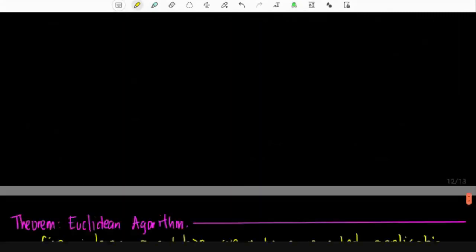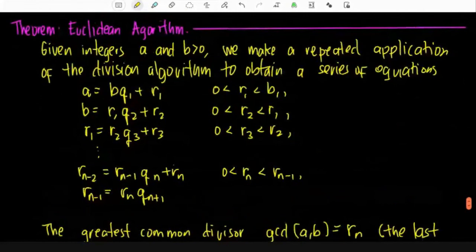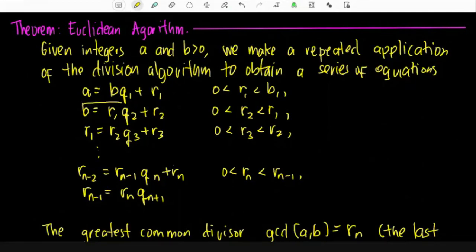So ano ba yung Euclidean algorithm? So ganito yung Euclidean algorithm. Yan. So at first, medyo komplikado siyang tingnan, pero that's easy to remember or easy to follow. Given integers A and B where B is positive, we make a repeated application of the division algorithm to obtain a series of equations. So, paano ginagawa yung series of equations? Una, division algorithm sa A, B.